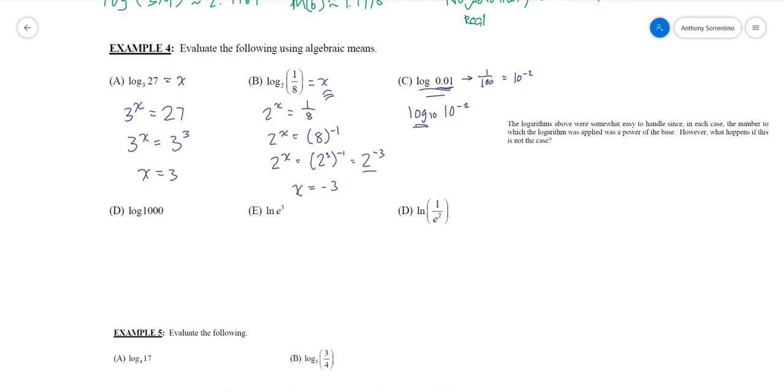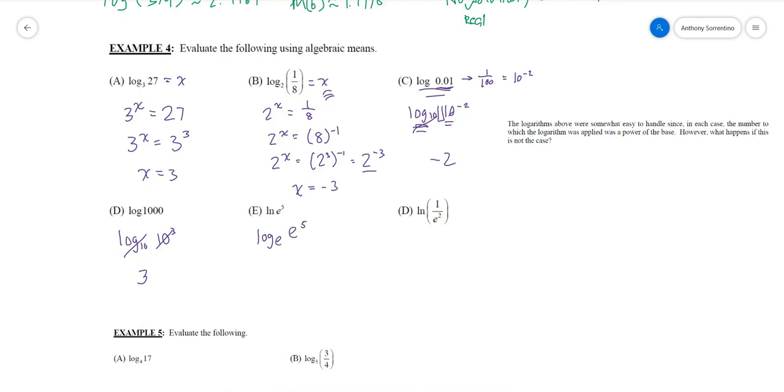Anytime you have a logarithm right next to an exponential of the same base, as long as there's nothing between them, so there's nothing in here like a multiplication going on or anything like that, then they just cancel. So if I look at the log for D, log base 10 of 10 cubed, these cancel. This is just 3. This is the log base e of e to the 5.